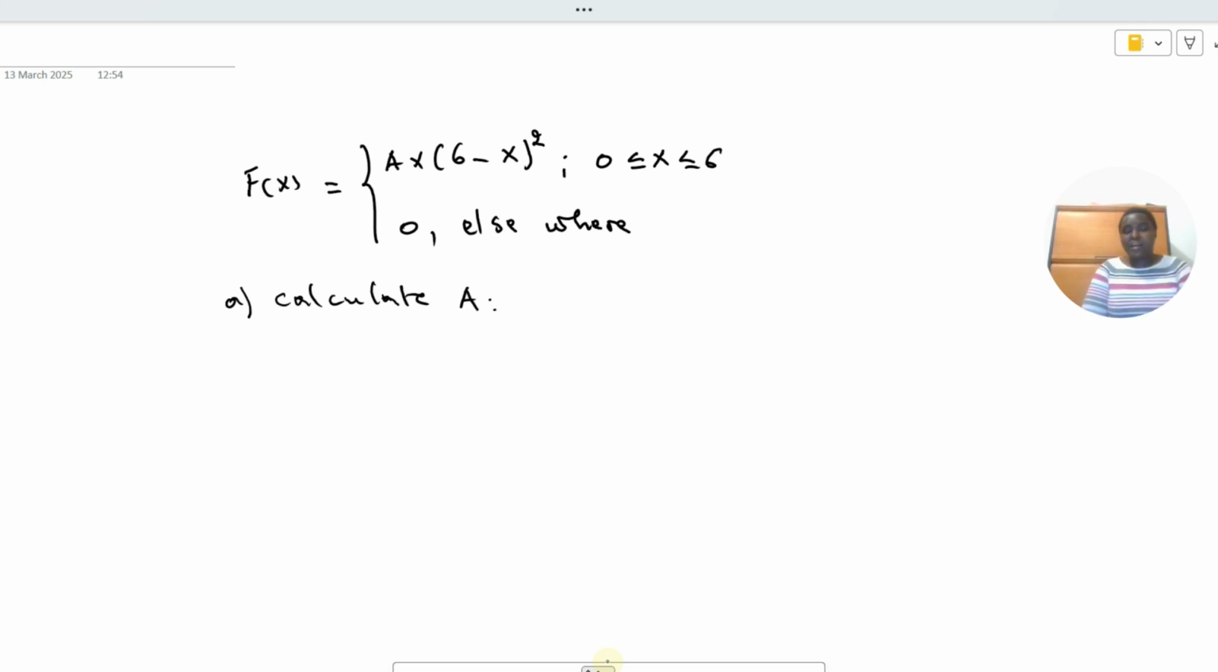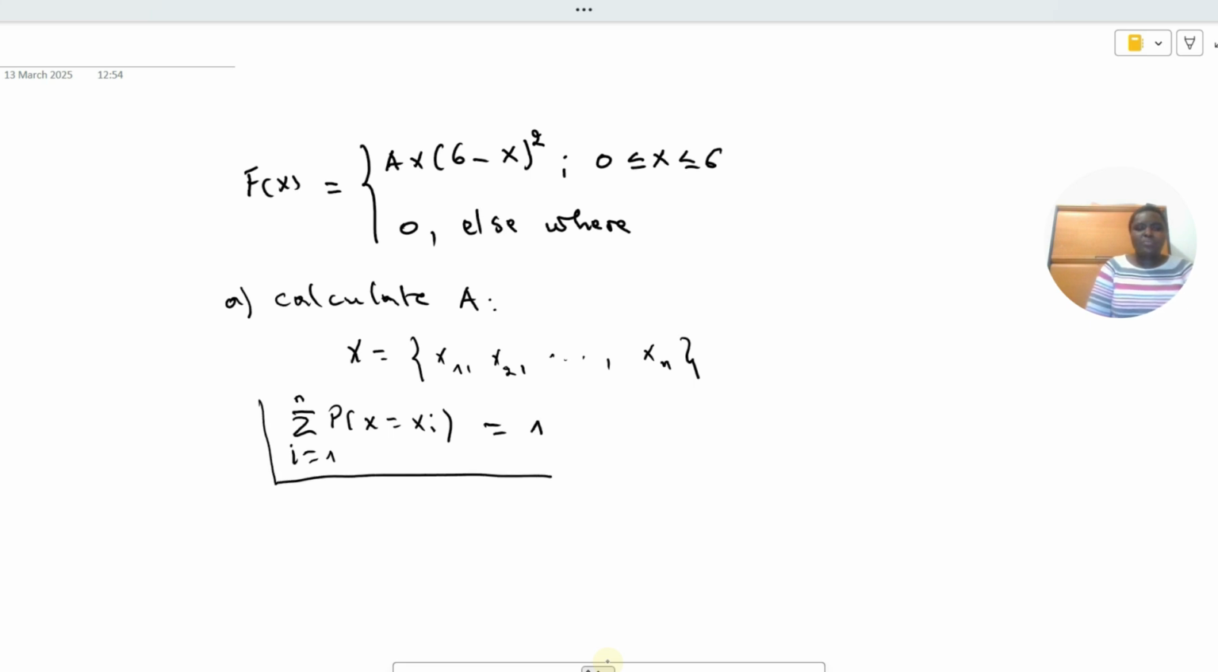The first thing that we have to know is that the sum of probabilities of a random variable should be equal to 1. So if, for instance, we have a discrete random variable x which takes values x1, x2, up to xn, then the sum of the probabilities that x is equal to xi, for i from 1 up to n, should be equal to 1. This formula is used when we have a discrete random variable. But our random variable x is not discrete. We have a continuous random variable.